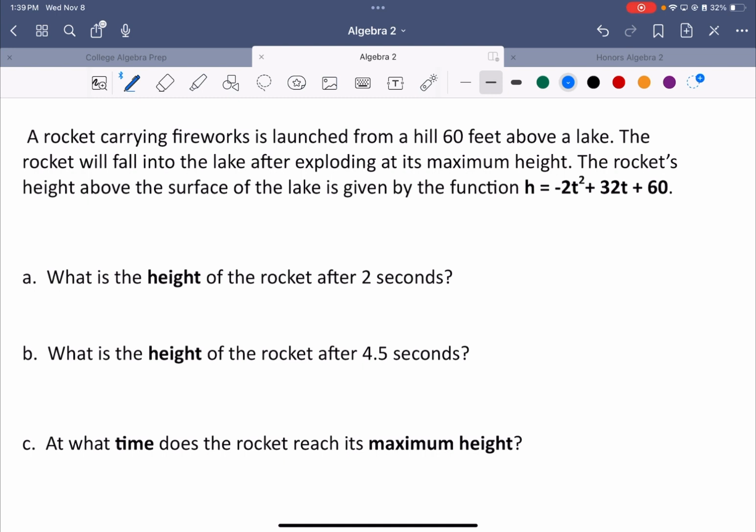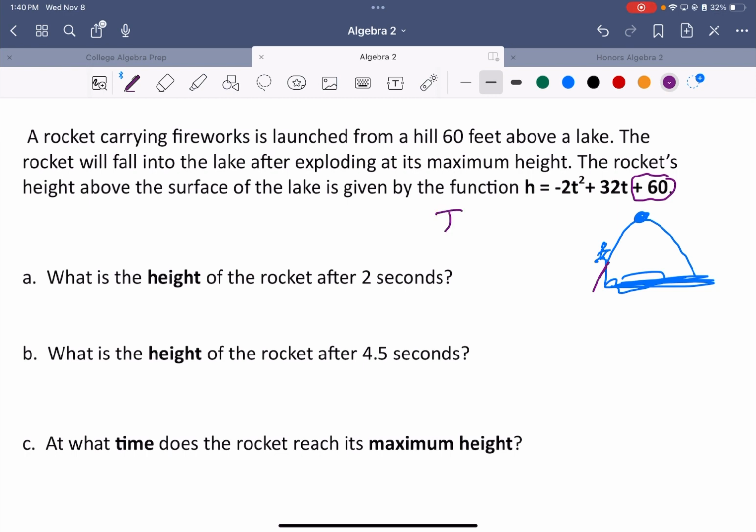Okay, so we've got this lake down here, and we've got this cliff. This person standing up here shoots off this rocket, and it goes like this. Okay, and this is the ground. This is the maximum height that this rocket is going to reach. So we have a parabola that's formed here. Now it says we're initially 60 feet above the lake. That plays into it. And if you notice in our equation, that plus 60 is in reference to how far we are above the lake at the start.